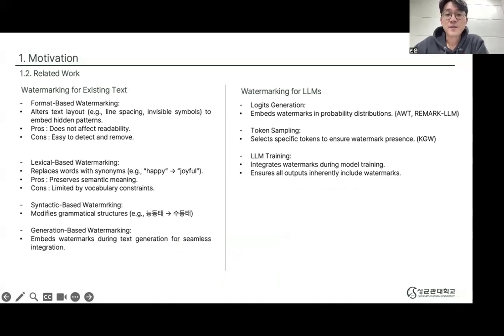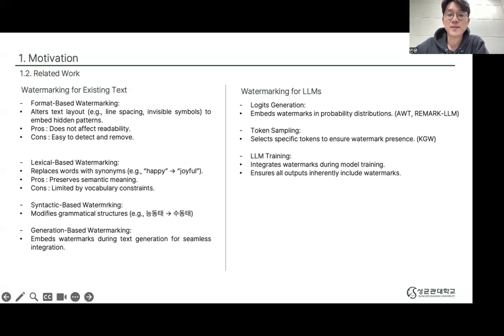This page is about the related work in the domain of watermarking techniques for text. The approaches can be broadly categorized into two sections: watermarking for existing text and watermarking for LLMs. On the left, these are watermarking for existing text. Format-based watermarking method is embedding hidden patterns by altering text layout features such as line spacing or adding invisible symbols. While it does not affect readability, it is easy to detect and remove.